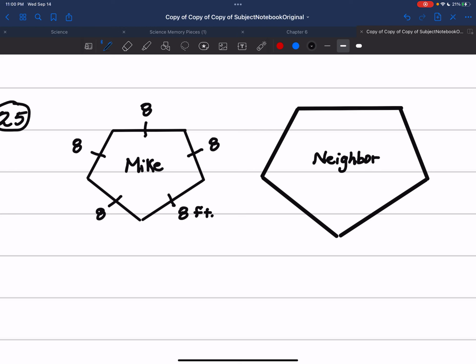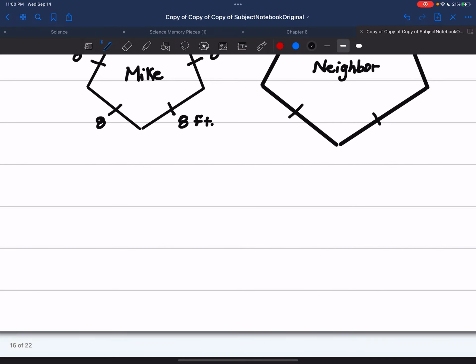If it's similar, it's a regular pentagon. So whatever these sides are, they're all the same. The scale factor, remember that's what you multiply by. So if we take 8, which is Mike's garden, times the scale factor that we're given on our calculator, 8 times 3 fraction 2 is 12. That will give me the neighbor's sides.